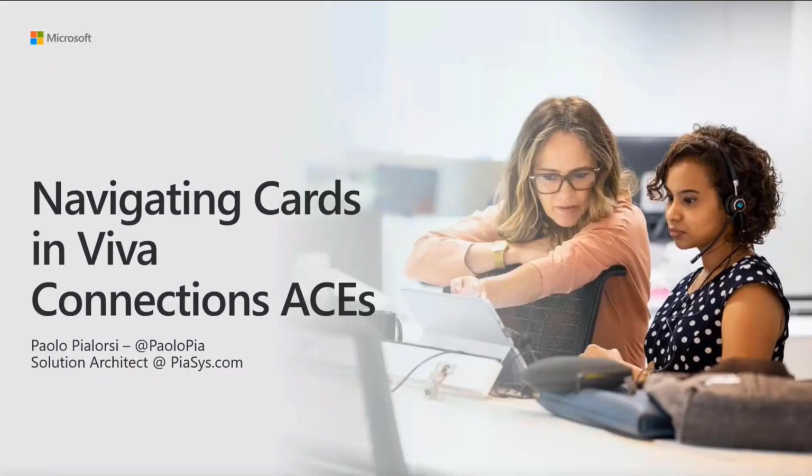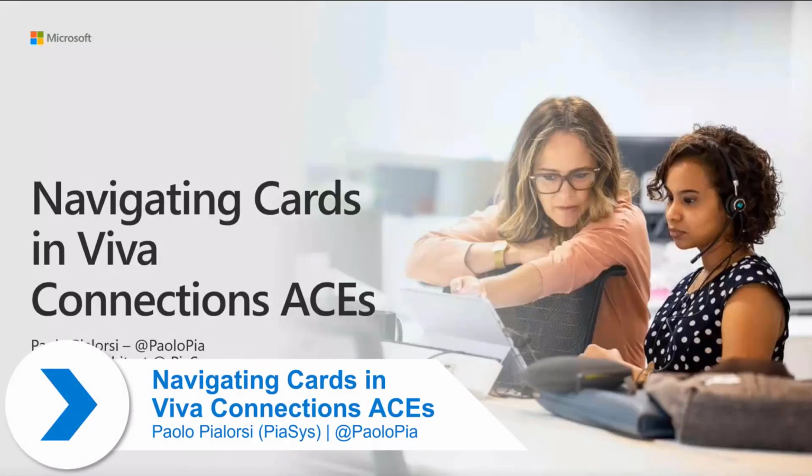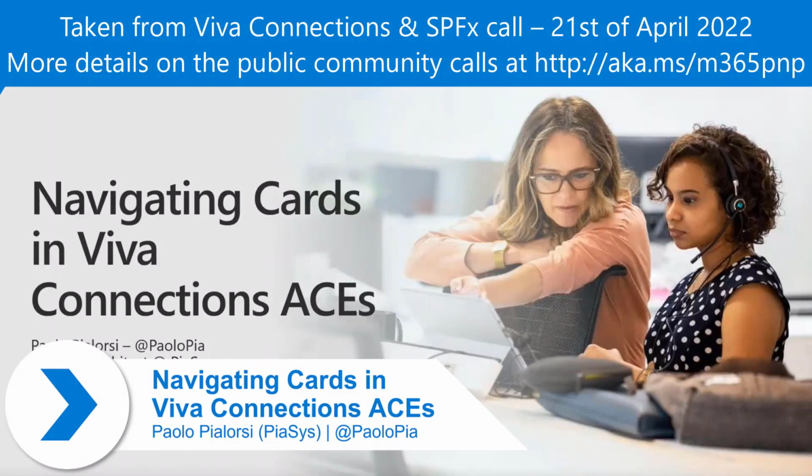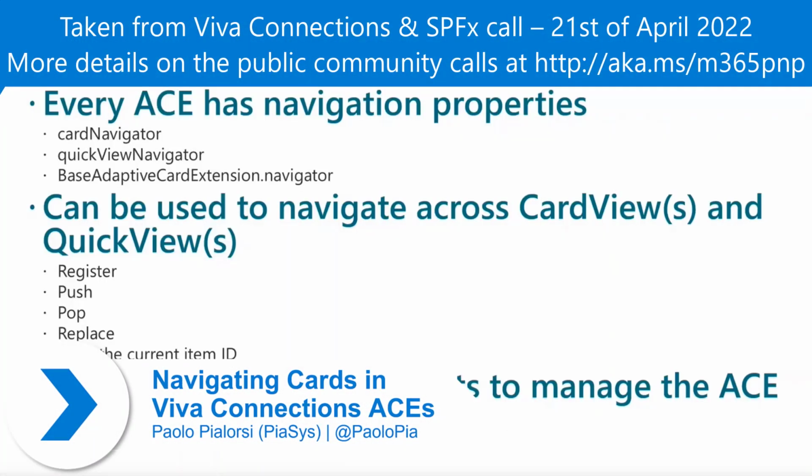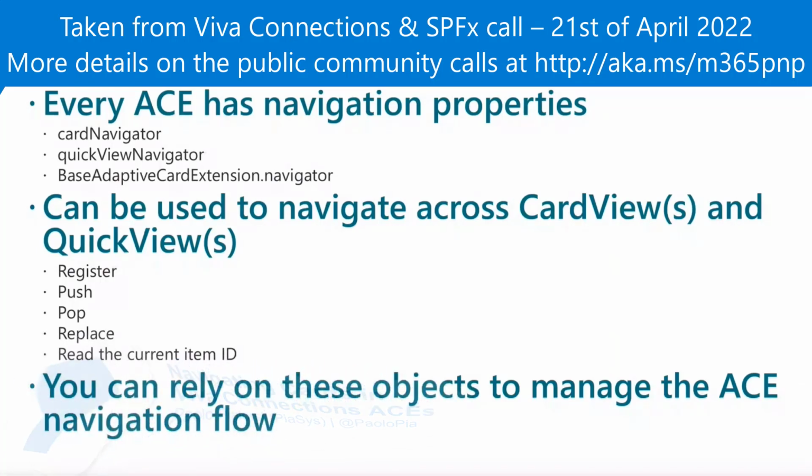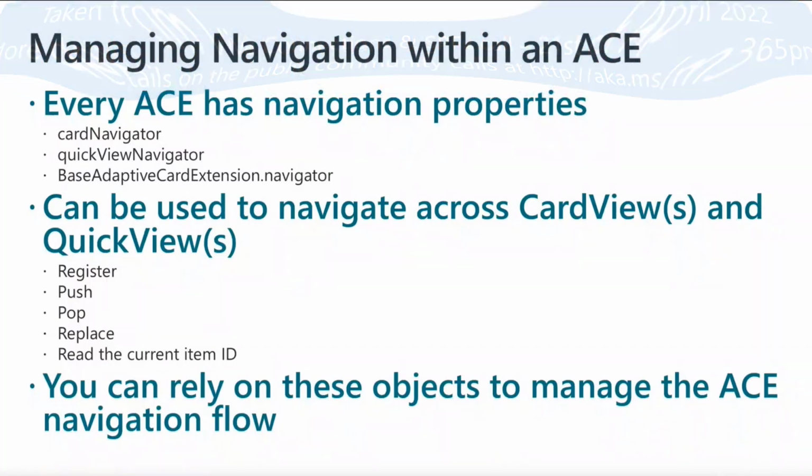We are going to talk about how we can manage navigation inside adaptive card extensions with SPFx. So, first of all, just to set the context, when you develop an adaptive card extension, you can get access to some properties like the card navigator and the quick view navigator, together with the navigator property, which is available in the base adaptive card extension. So inside the main adaptive card extension component that you build, and through those components, you can manage the navigation across card views and quick views.